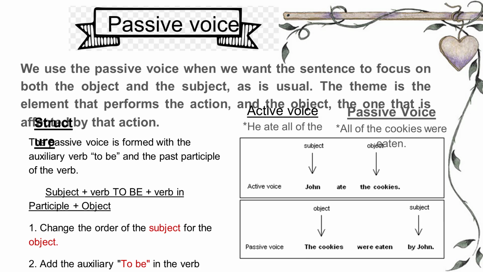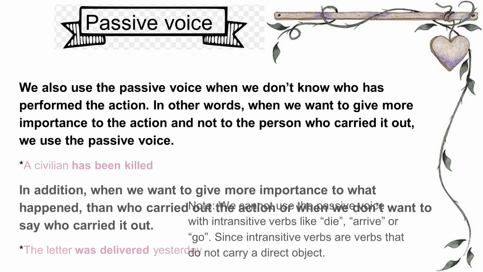We also use the passive voice when we don't know who has performed the action. In other words, when we want to give more importance to the action and not the person who carried it out, we use the passive voice. Like the example, a civilian has been killed.